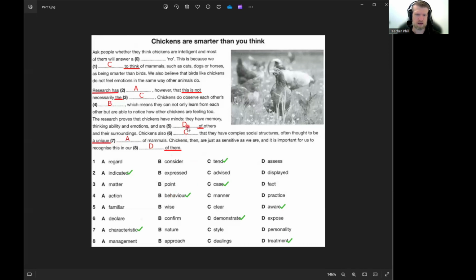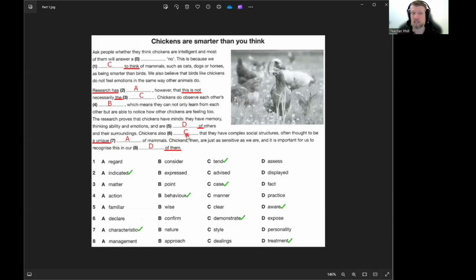In number 5, I would go with aware because of the preposition of. You would say you're familiar with something. Wise doesn't use a preposition. You can stay clear of something, but you are not clear of something, I would say. So here, aware, I think, is the best option.